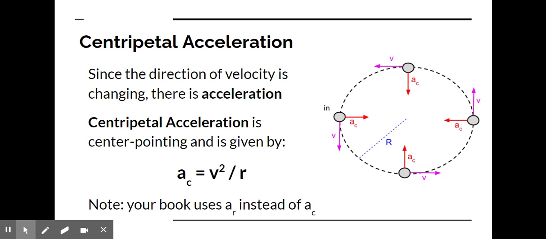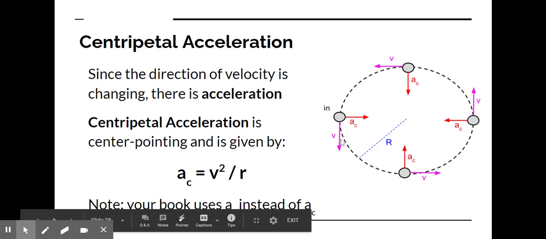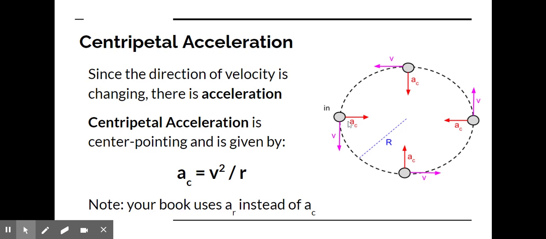a_c is equal to v squared over r. So a_c is your centripetal acceleration. And in your book, Giancoli, they use a_r instead of a_c, but it is the same thing. v squared is your velocity squared, and r is the radius of your circle. You can see here we have these velocity vectors drawn tangent to the circle. But if you look, the acceleration vector points inward. It is center seeking.